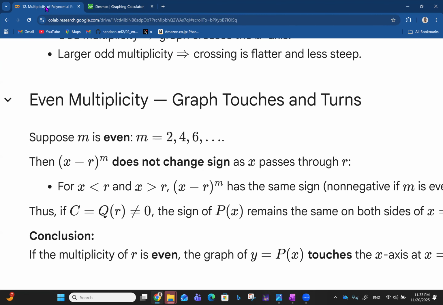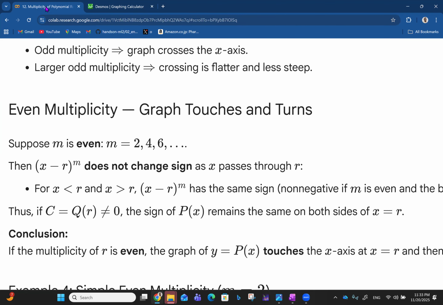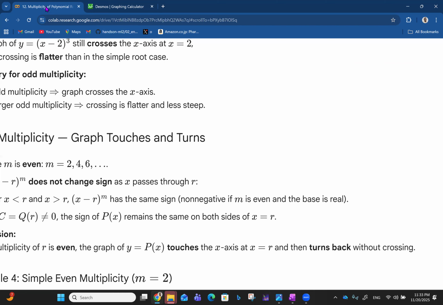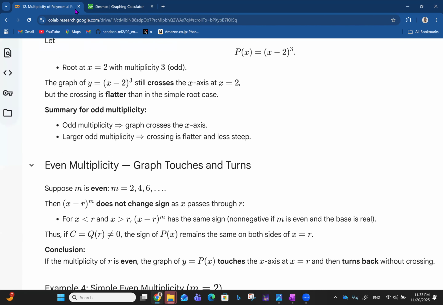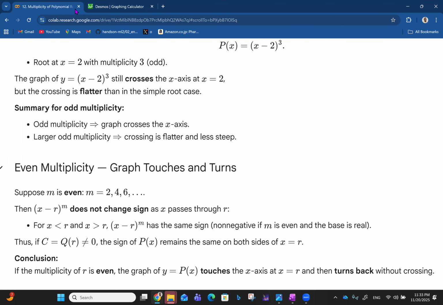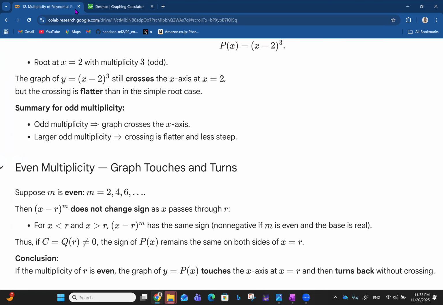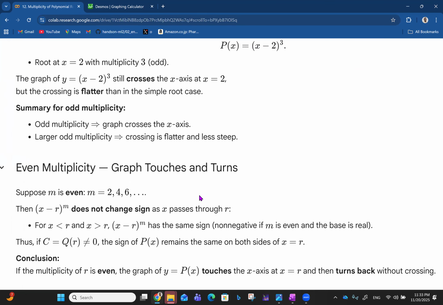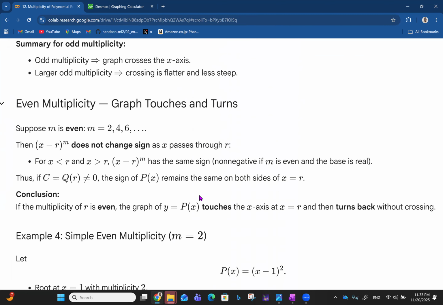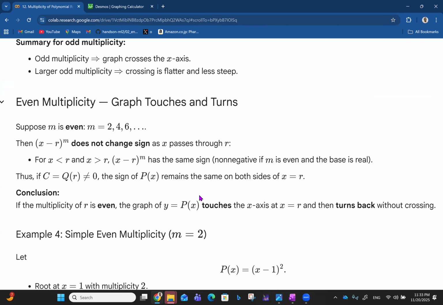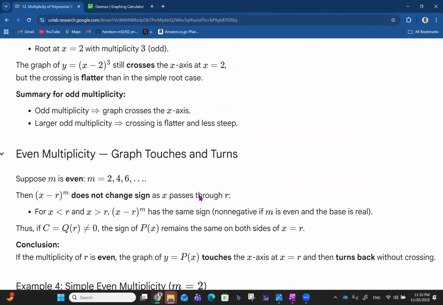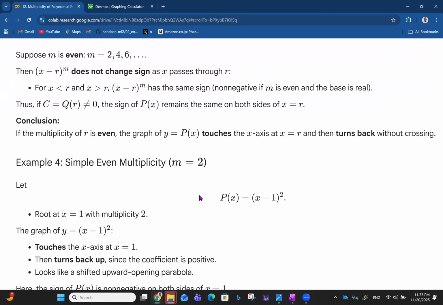Okay, so we go for even multiplicity. I think I already dabbled into that, kind of. So even multiplicity now: the graph touches and turns. For odd multiplicity, we said that the graph crosses the x-axis. For even multiplicity, the graph touches and turns. I can take it with the example.